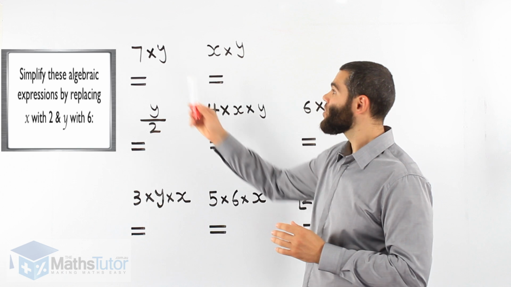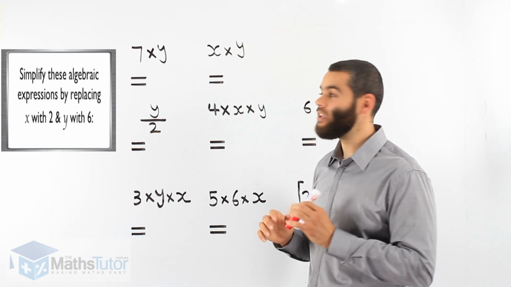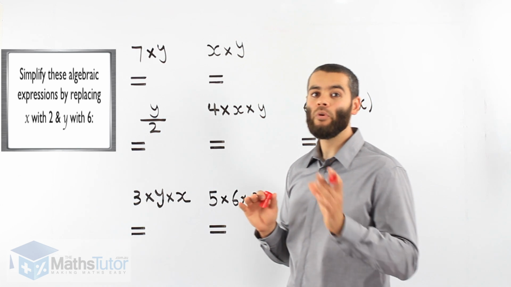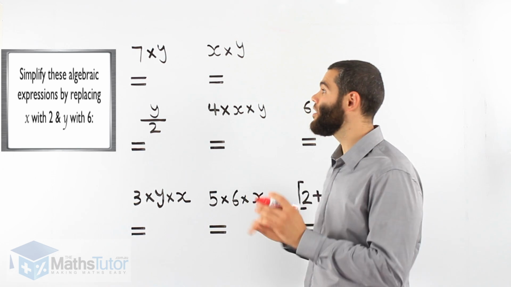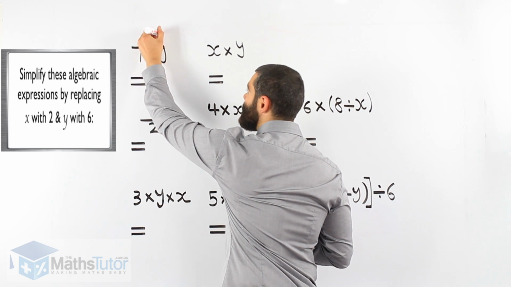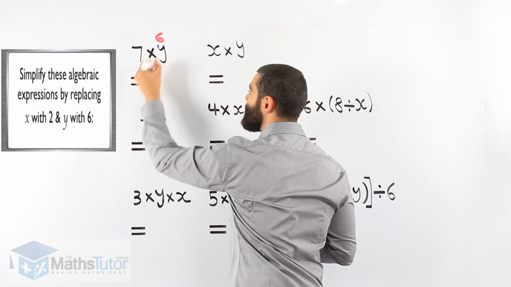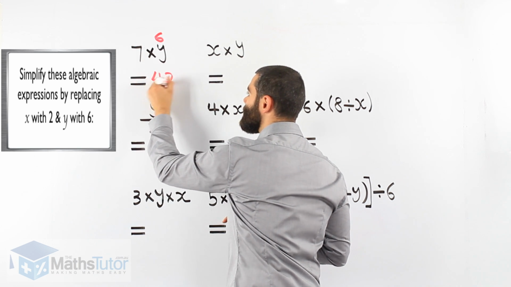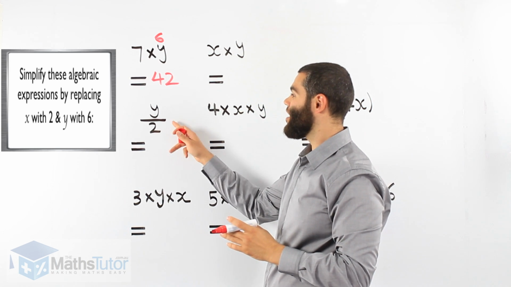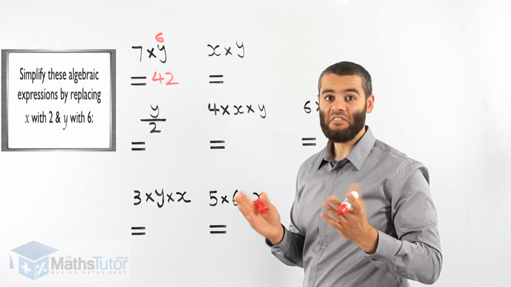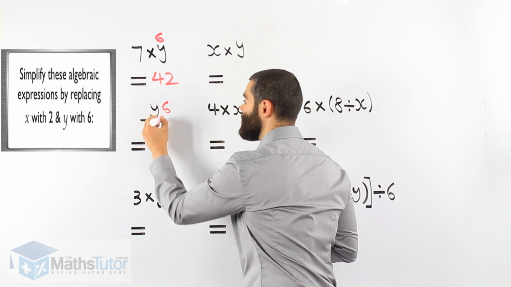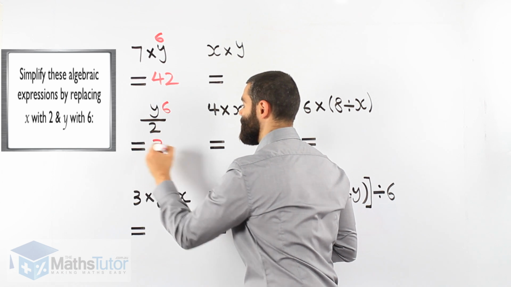Let's do it. 7 times y. We know wherever we see a y, instead of a y, we replace it, we substitute it with a 6. So 7 times y in reality means 7 times 6, 42. It's that easy. y divided by 2, we know y is 6. So it is actually 6 divided by 2, 3.